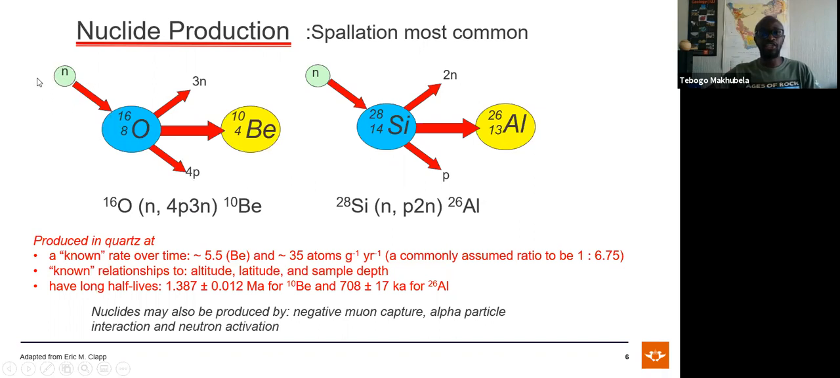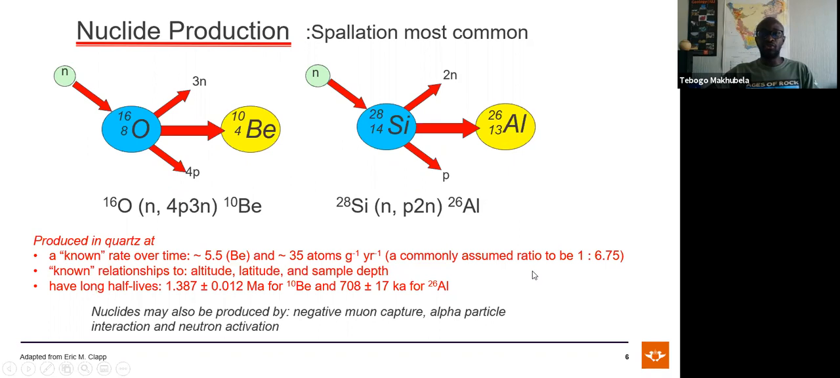It is only the high energy protons that are formed in the atmosphere. And that's how it is for aluminium-26 using silicon in quartz. So in quartz, beryllium-10 and aluminium-26 are produced at a known rate of about 5.5 atoms per gram per year. That is how rare they are, because imagine about 5 atoms per gram produced in a year of beryllium, and about 35 atoms per gram per year for aluminium-26.